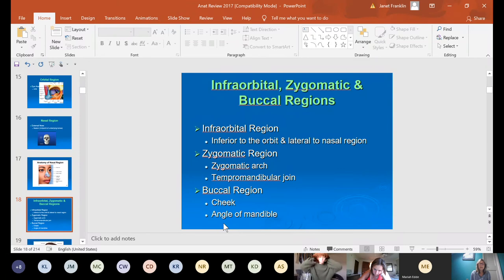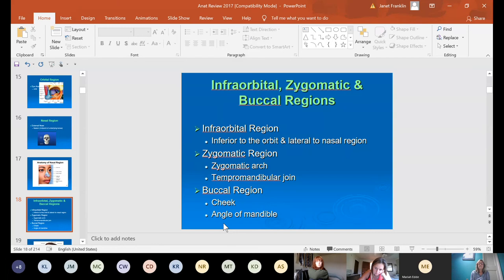So your next regions are your infraorbital, your zygomatic, and your buccal regions. So infraorbital is right here. And remember, you've got your infraorbital foramen right in that infraorbital area. Zygomatic is over here where the bones are, the zygomatic bones. And then down here are your buccal regions.